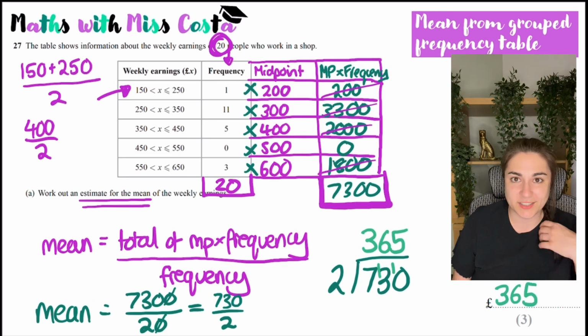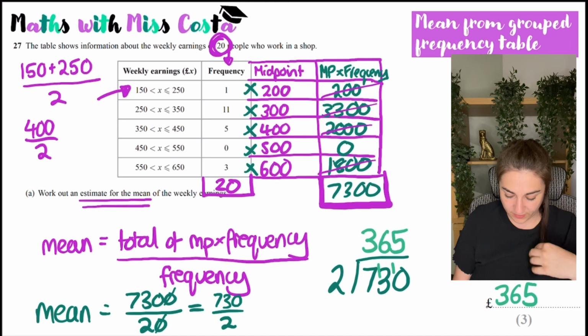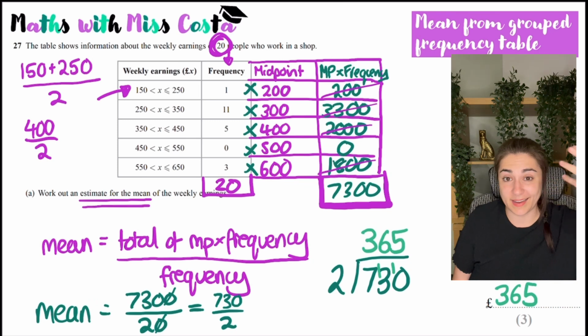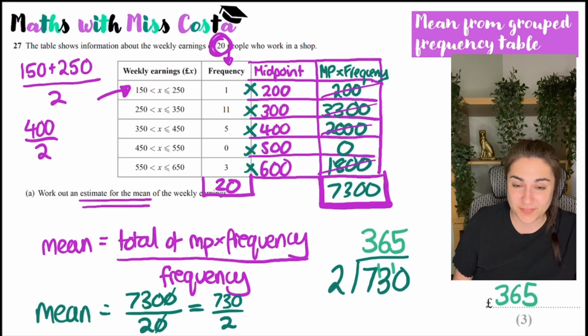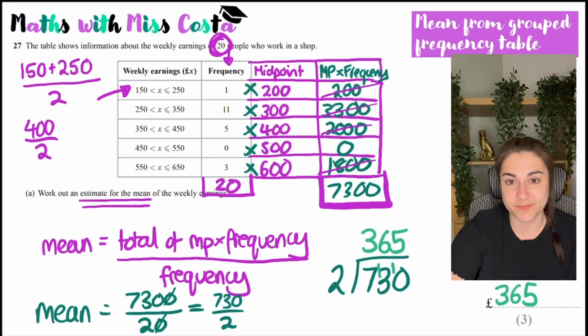You can always sense check your answer as well, because if, for instance, your answer was £3,650, does that make sense? The mean is like the average, and nobody earns more than £650 per week. So you know that 3,650 is way off. Similarly, if you maybe accidentally got £36.50, does that make sense? Because the lowest anyone earns is 150. So always double check your answers just by using common sense.